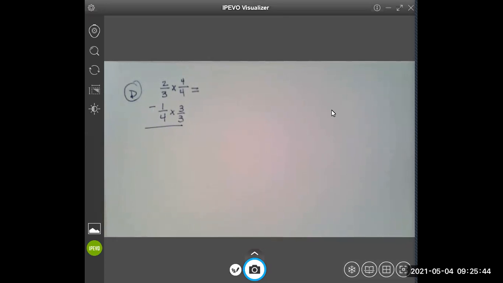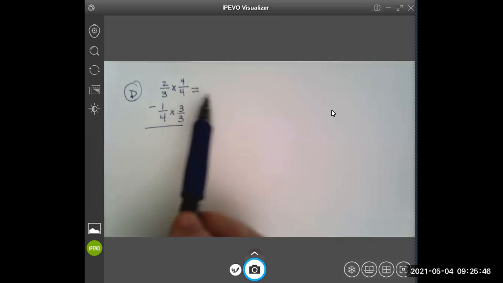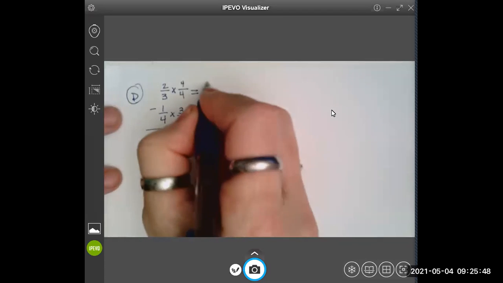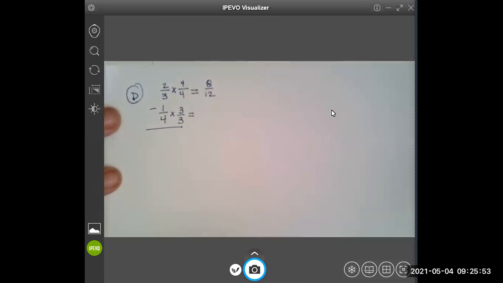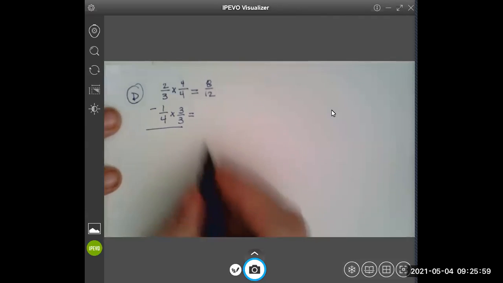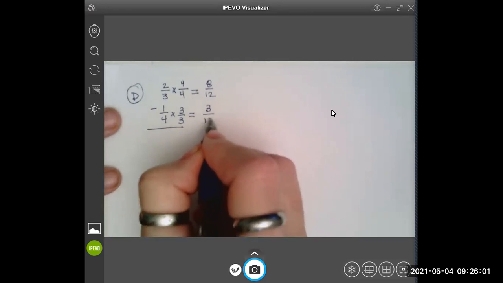Straight across the top, straight across the bottom. What's the new fraction? 8/12. Okay. Same thing for the lower one. What's the new fraction? Yes, your work needs to look like mine, so make sure you're doing the same thing I'm doing.